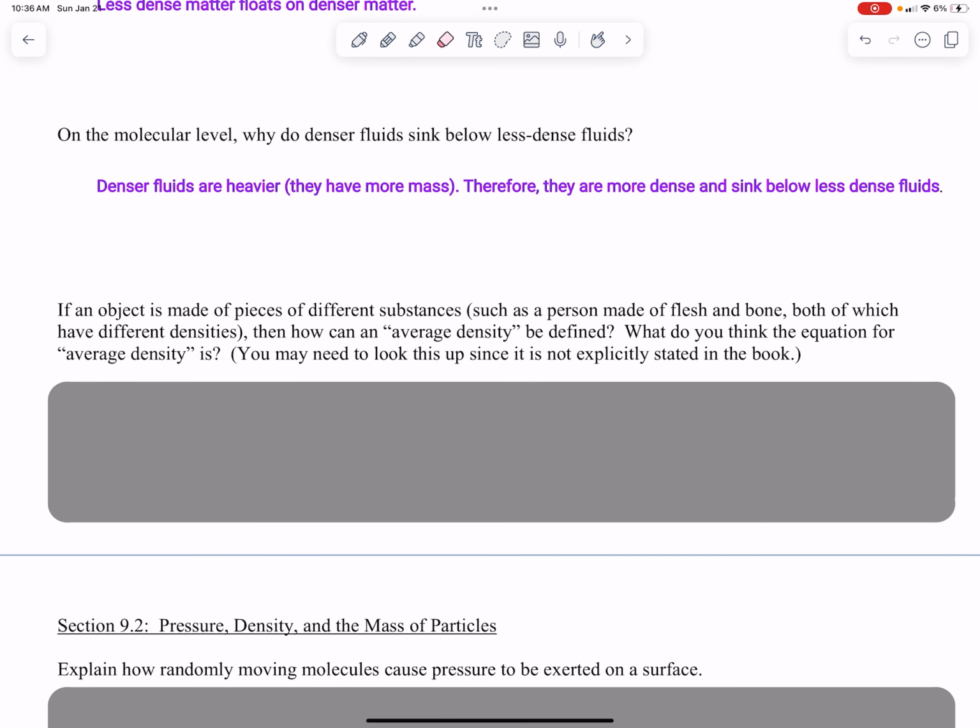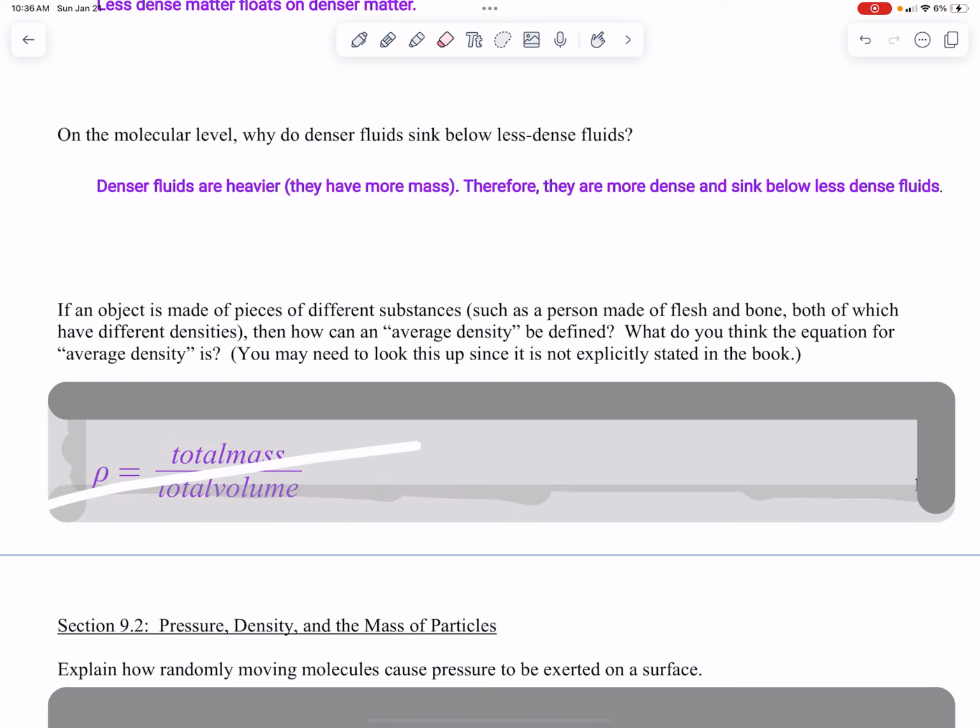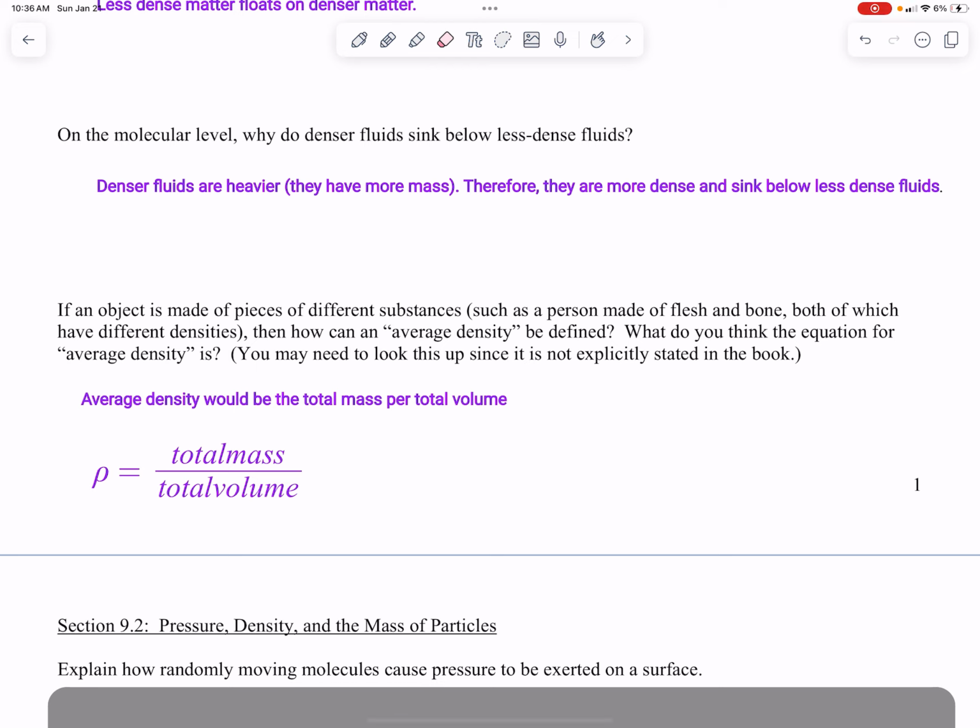If an object is made of pieces of different substances, such as a person made of flesh and bone, both of which have different densities, then how can the average density be defined? What do you think about the equation for average density? Just think of it as total mass divided by total volume.